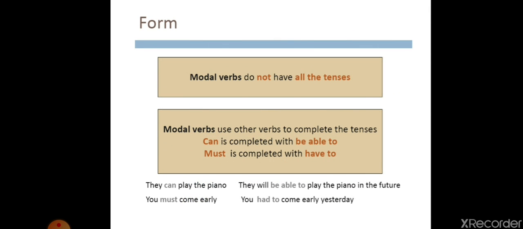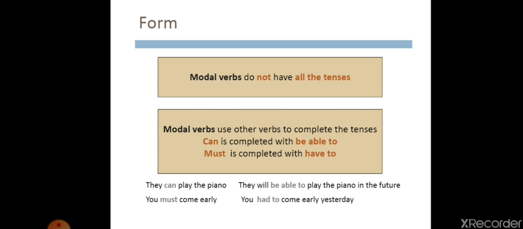Now, modal verbs do not have all the tenses. We have to understand that modal verbs do not show the tense of the sentence. Modal verbs use other verbs to complete the tenses. Can is completed with be able to. Must is completed with have to. Let us understand this one. If we say they can play the piano, then if we want to write some other word instead of can, we will have to write they will be able to play the piano in the future.